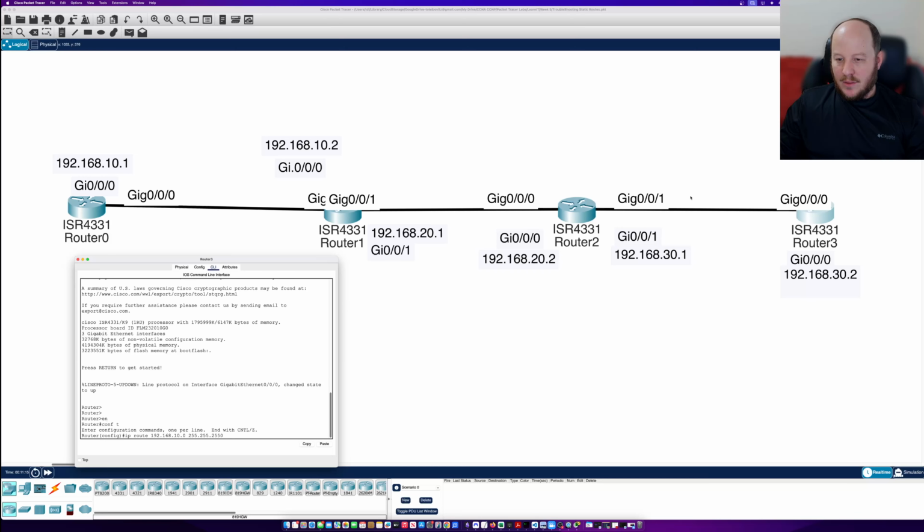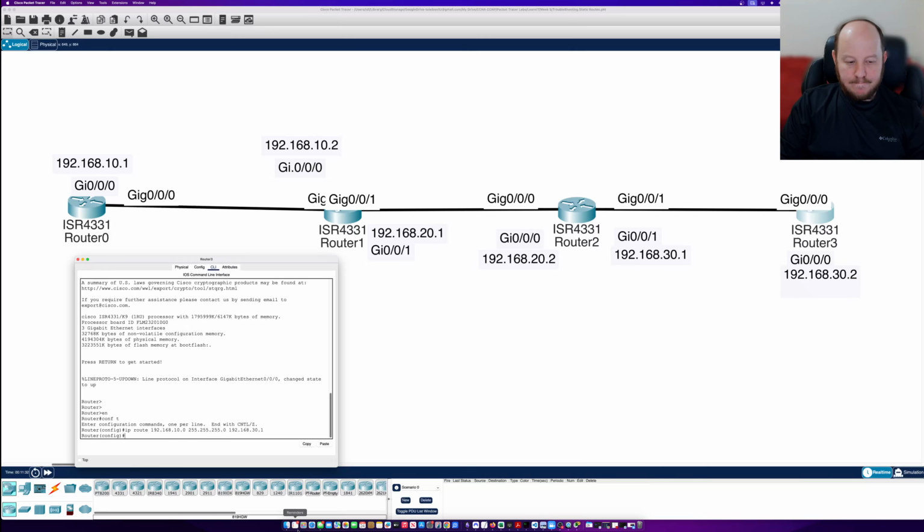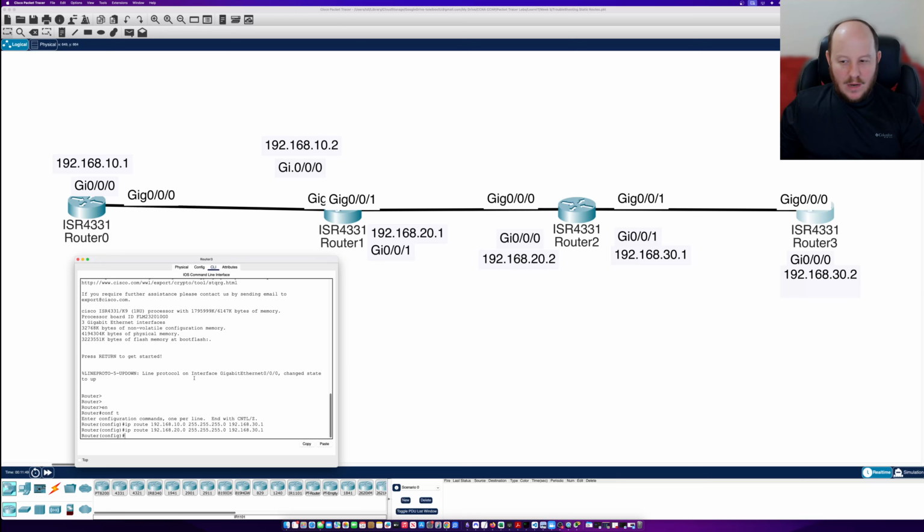That'll be the gigabit 001 interface of router 2, which has an IP address of 192.168.30.1. Made a typo there. So we're going to give it the next hop, .30.1. Now we're going to have a very similar command to tell it to go to the .20 network. We're going to have the same next hop, the .30.1 interface, and then we're just going to change the network to .20. So now we have everything configured.